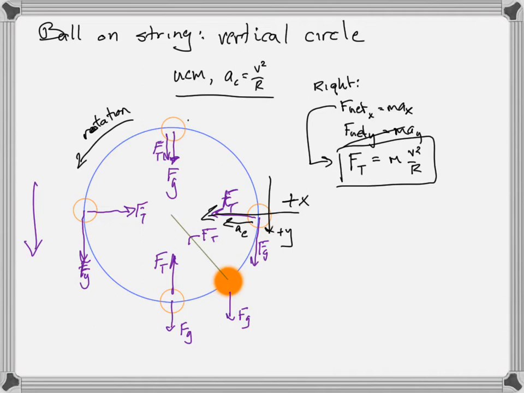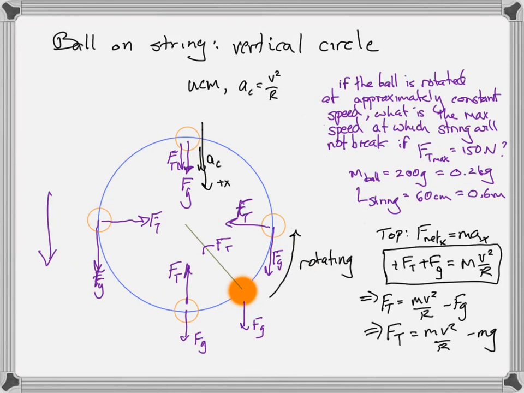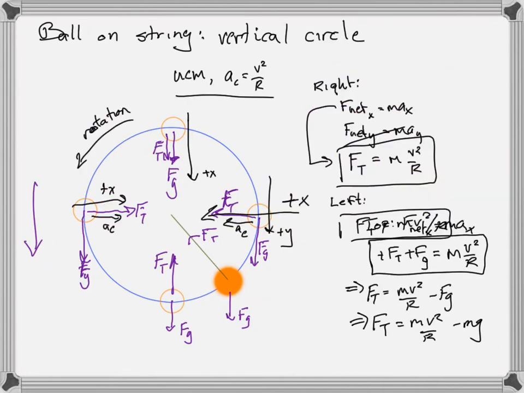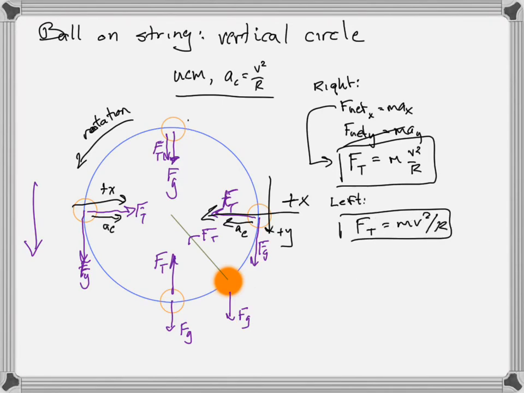Okay, so now let's go look at the left-hand side. Obviously, I hope it's obvious, it's the exact same thing. We've got the acceleration towards the center, so we're going to choose plus x to be to the right, and we're going to end up getting Ft equals mv squared over r. So at the top, the tension was mv squared over r minus mg. On the right and left, the tension is just mv squared over r.